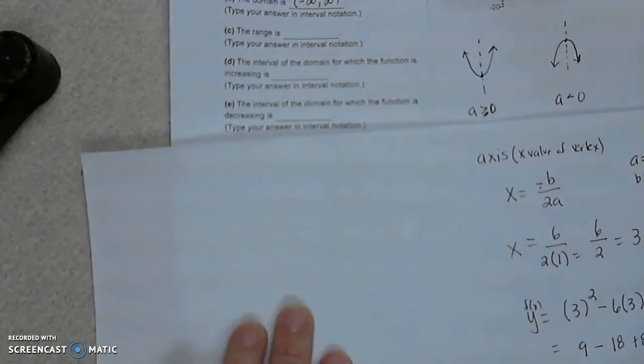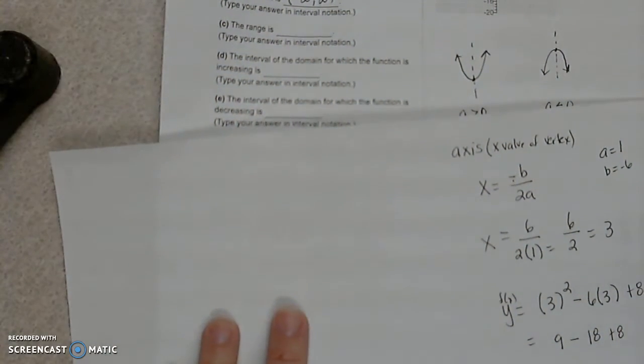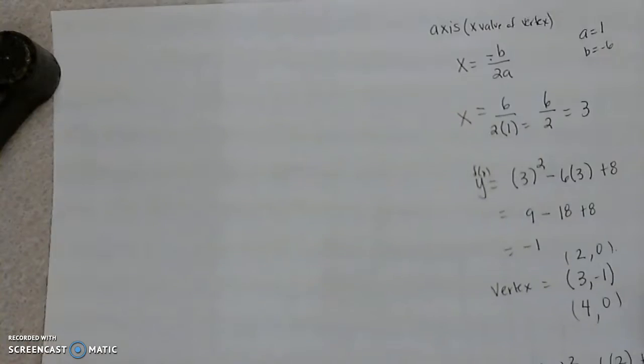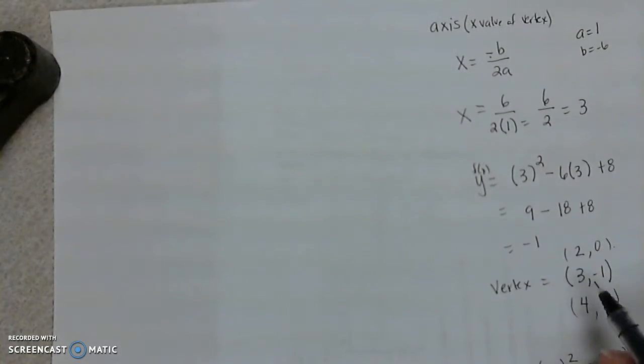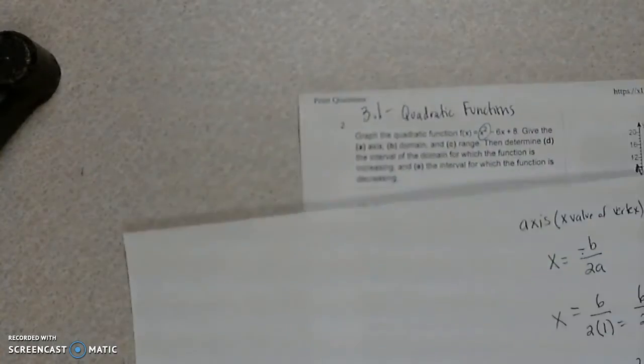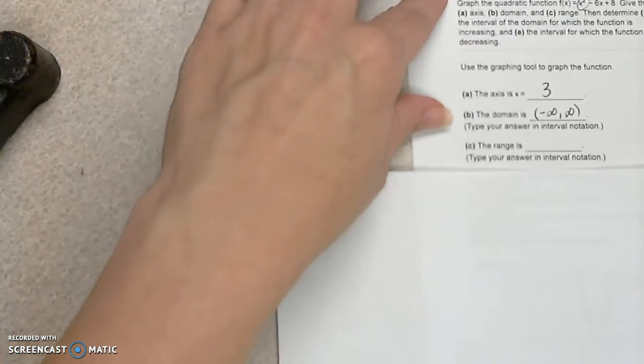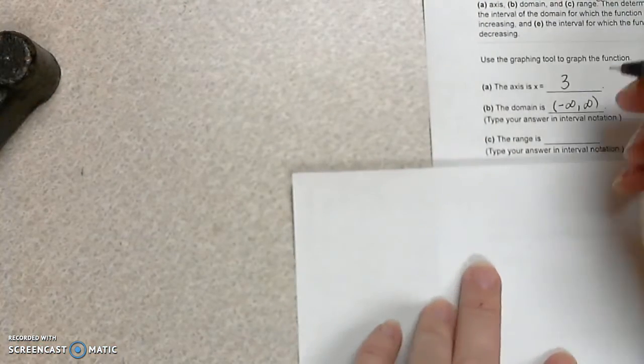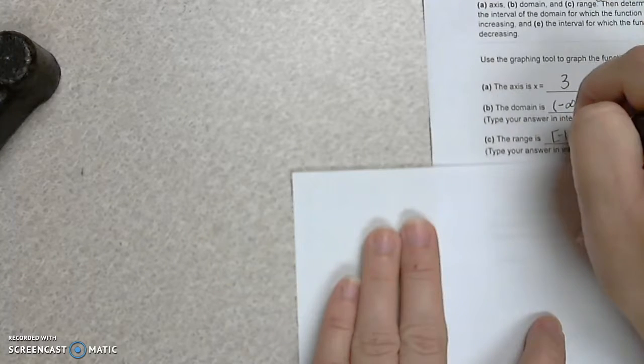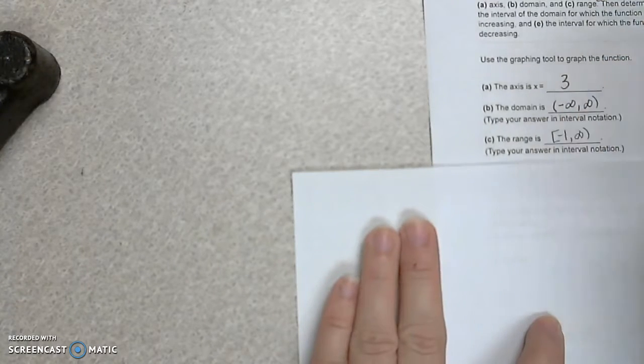So we said our vertex was at the point 3, -1. So my range is going to start at -1 and move forward. Alright, so when we write it out, we're going to include -1 because it is a value. Alright, -1 to infinity. And make sure you put the brackets because we're including -1 as part of the range.